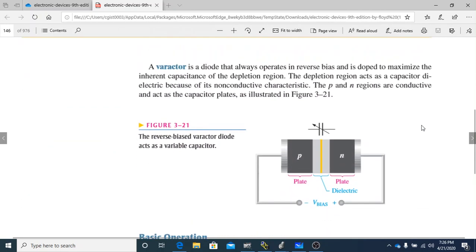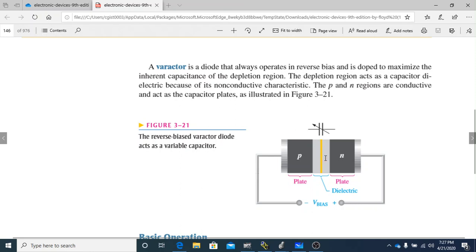So let's talk about exactly what a varactor is. A varactor is a diode that always operates in reverse bias, and is doped to maximize the inherent capacitance of the depletion region. If you look at this symbol here, it stands for variable capacitance. It says the depletion region acts as a capacitor dielectric because of its non-conductive characteristics. So you see right here it's pointing to this area, and this depletion region here acts as a dielectric.